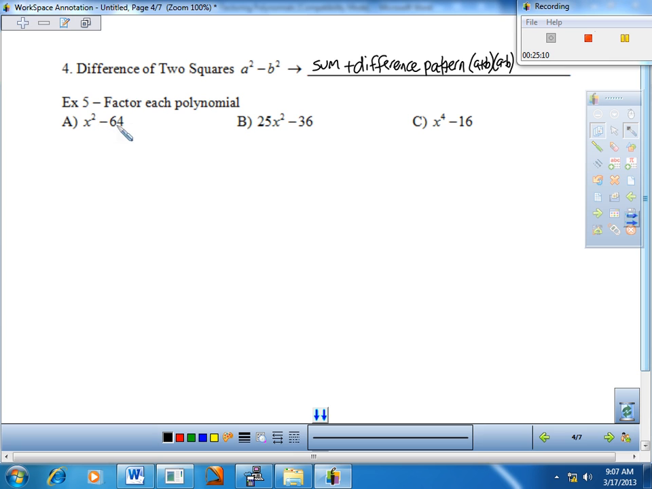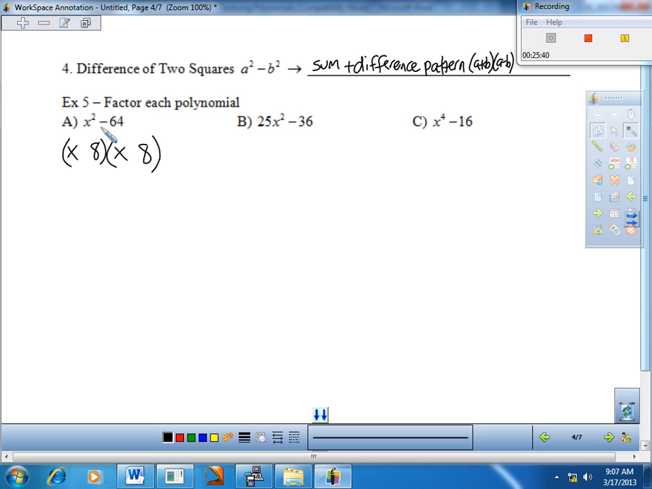I look at these two terms here, and there's no greatest common factor. Certainly always look to do that. But I see a perfect square here. 64 is a perfect square with a minus out in front. Okay, so what that means is it factors very nicely into a product of two binomials where it's just pretty straightforward. What times itself is x squared? X and x. What times itself is 64? 8 and 8.